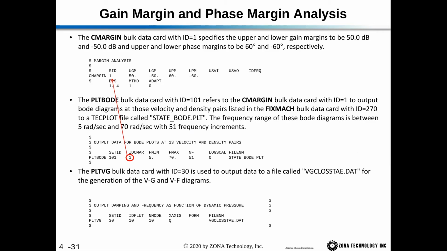The CMARGIN card specifies the upper and lower gain margins to be 50 dB and minus 50 dB, so that's where it's going to search for the gain margins. And in the phase margins, it's going to search within plus and minus 60 degrees. The PLTBODE card refers to the CMARGIN card, which will output the Bode diagrams. The frequency range is between 5 and 70 radians per second, and it has 51 frequency increments. And then lastly, the PLTVG card outputs the VG plot to the file VG closestae.dat file.